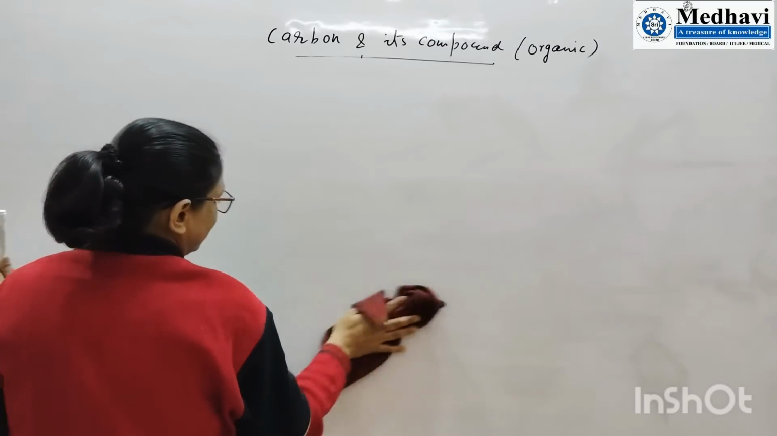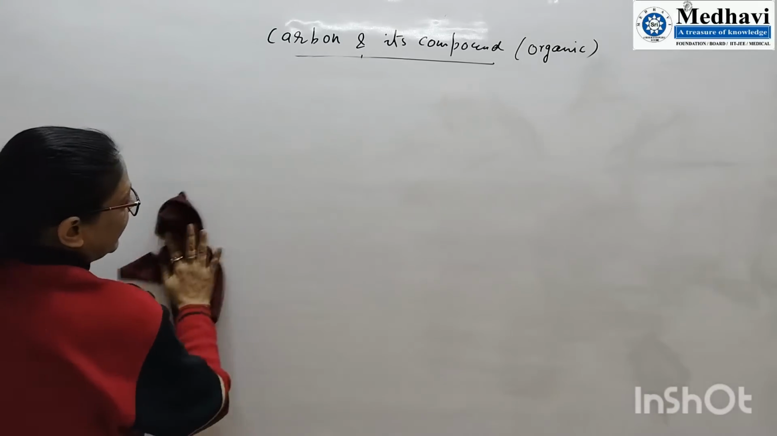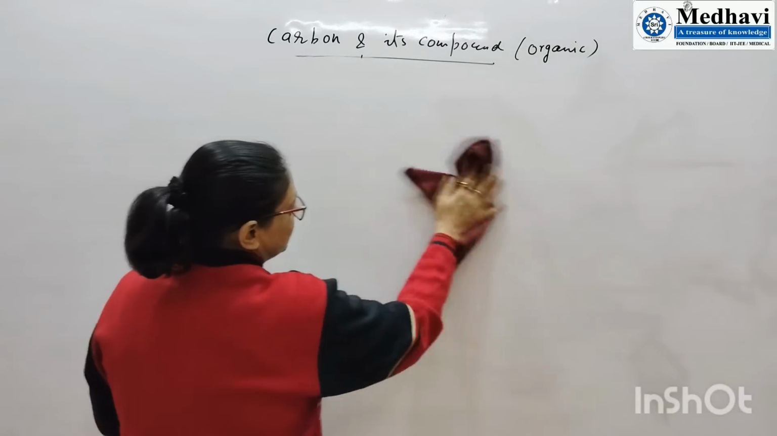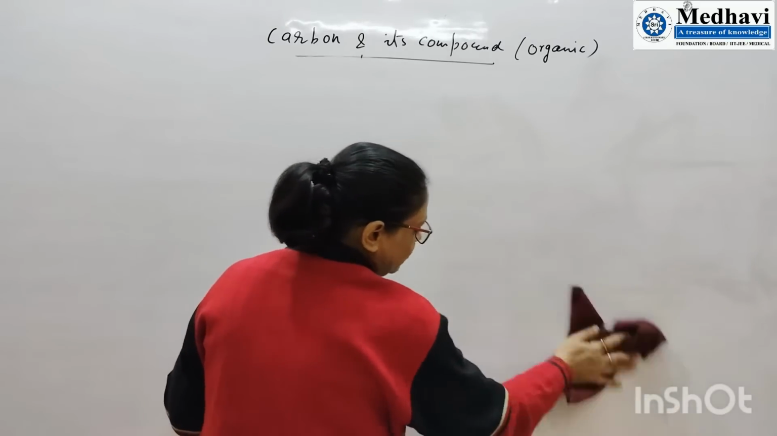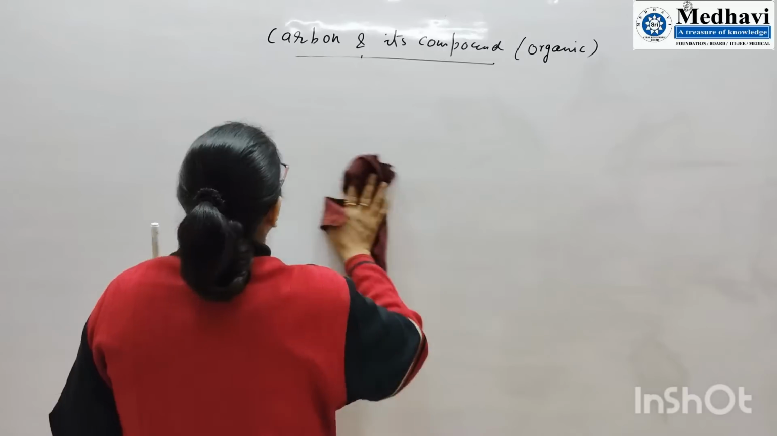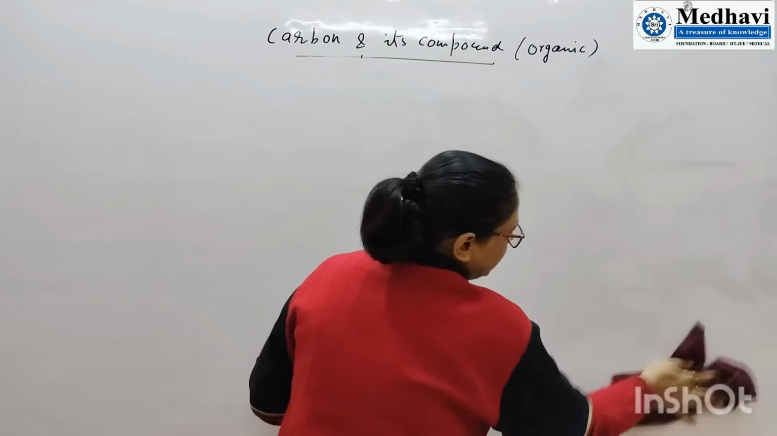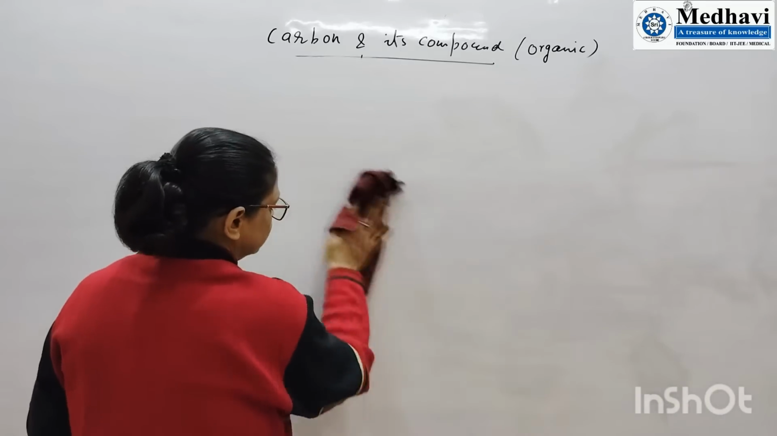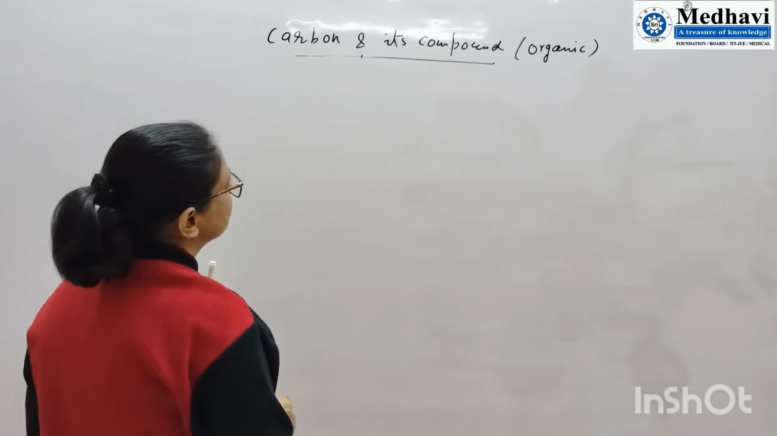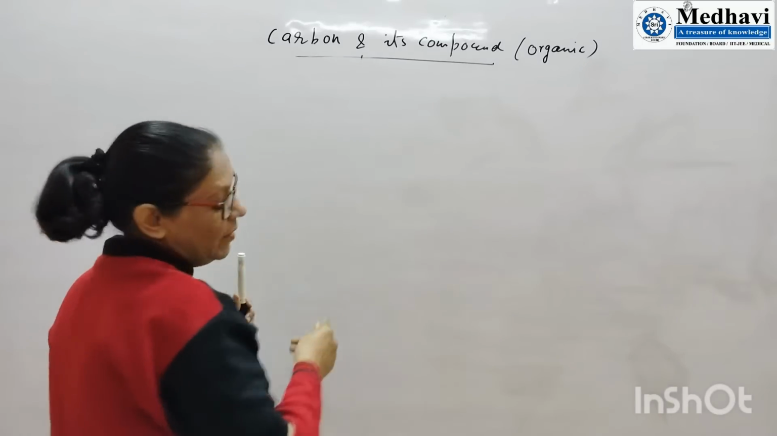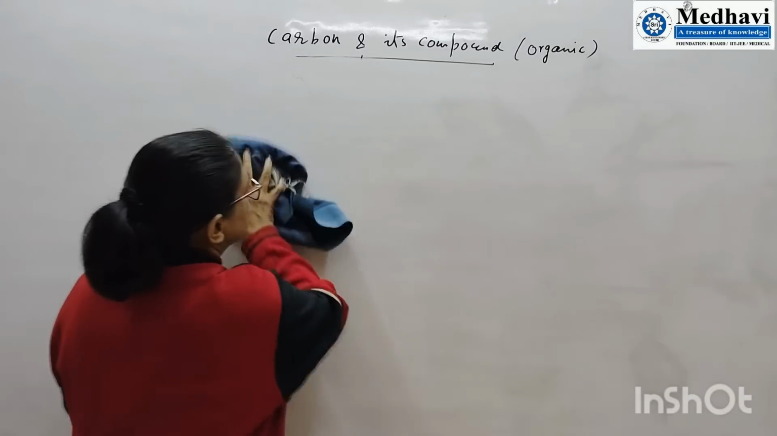Now the next thing is that we have to classify compounds of carbon. So how will we classify them? Carbon compounds are classified as hydrocarbons. We are going to study about hydrocarbons.